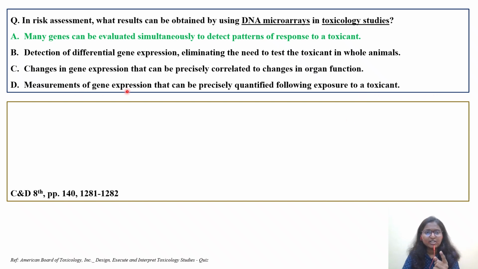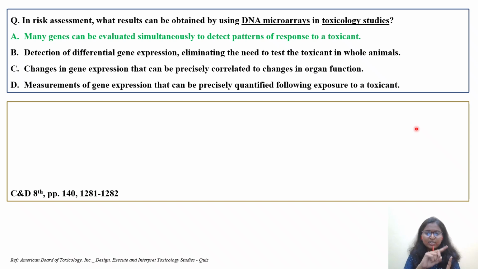The last option is: measurement of gene expression that can be precisely quantified following exposure to a toxicant. Based on new types of tools and data interpretation, we are able to quantify the results from DNA microarray also. For example, in a traditional study you will get a NOAEL and a LOAEL; with dose, exposure and response, you will get a number, and quantification will be there. If you do a genotoxic assay like the Ames assay, chromosome aberration assay, or other genotoxicity or mutagenicity assays, you will get results as either negative or positive, but you will not get the dose.